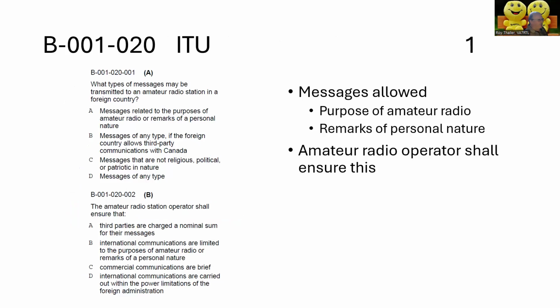Now we get into ITU. What types of messages may be transmitted to an amateur radio station in a foreign country? And again, it's messages related to the purposes of amateur radio or remarks of a personal nature. And then question 2: the amateur radio station operator shall ensure that B, international communications are limited to purposes of amateur radio or remarks of a general nature. Remember, you're not allowed to do any business on amateur radio.